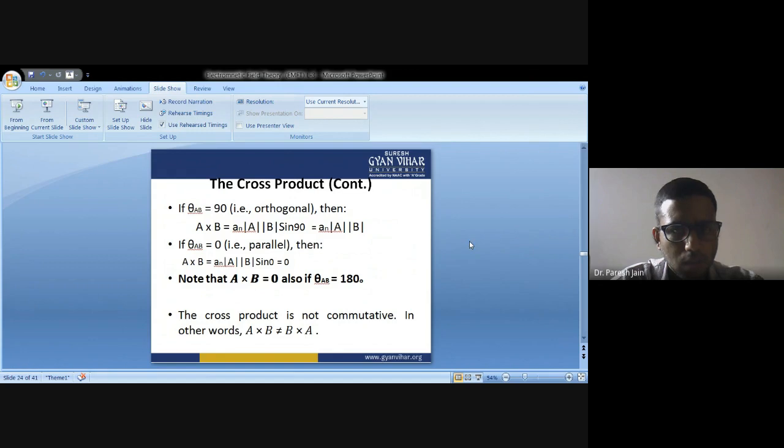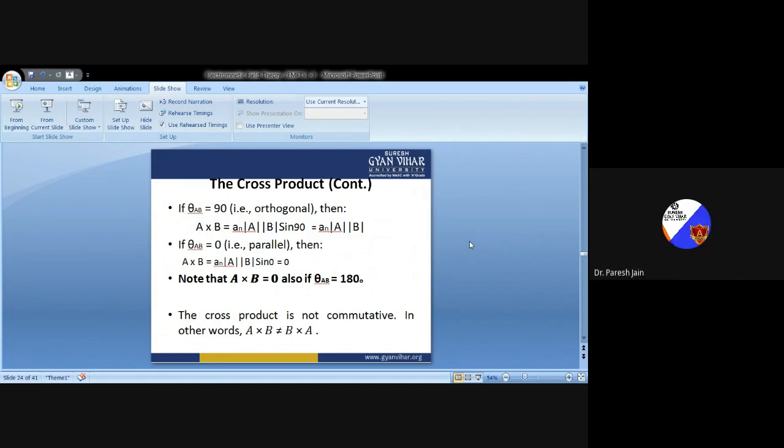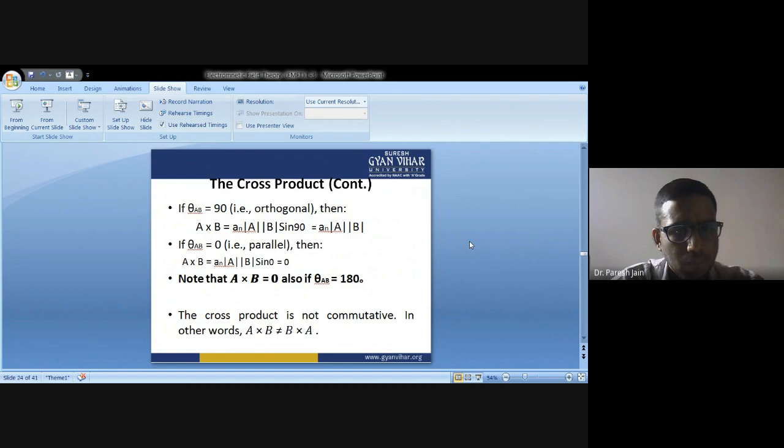In the cross product, if the angle theta is equal to 90 degree, that is orthogonal, then the magnitude of A cross B is equal to mod of A mod of B sine 90. So the result will be mod of A mod of B. If the angle theta is equal to 0, that is parallel, then A cross B is equal to mod of A mod of B sine 0, which is equal to 0. So the value of this product is 0.